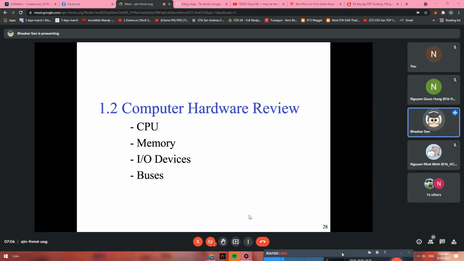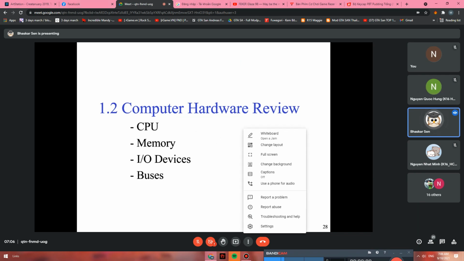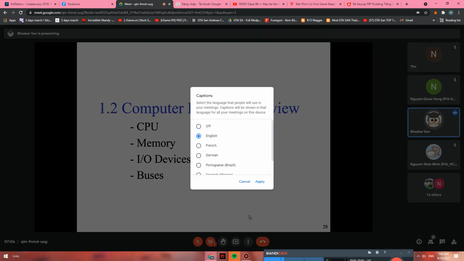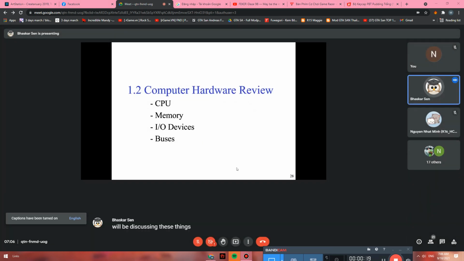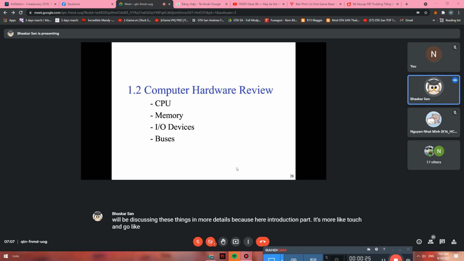In fact, nothing much in it. I mean, why I say nothing much in it is because, of course, they have mentioned a lot of things related to hardware. Most of the things that they have mentioned, we will be discussing in more detail, because here in the introduction part, it's more like touch and go. They have just mentioned those words.